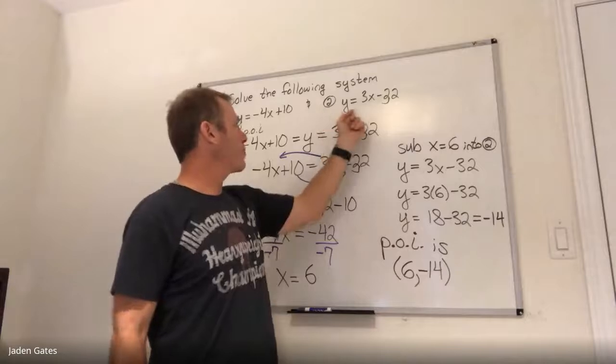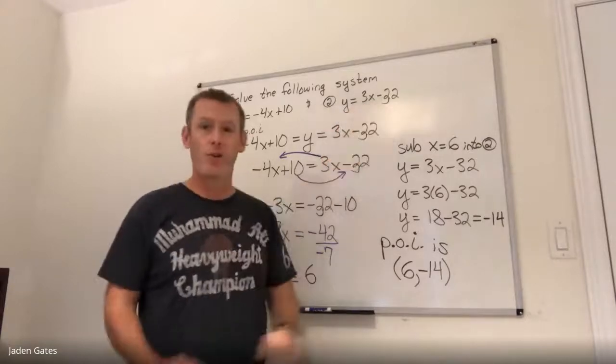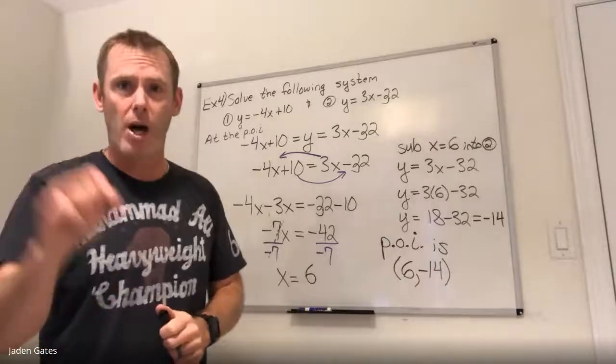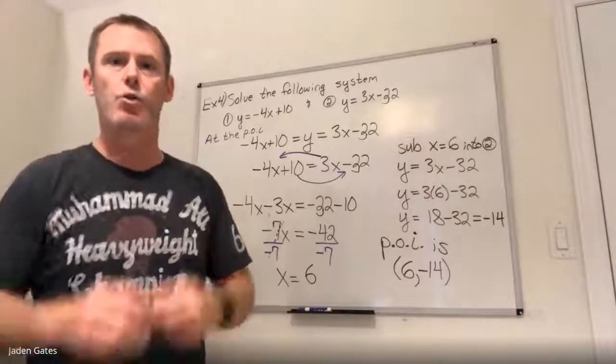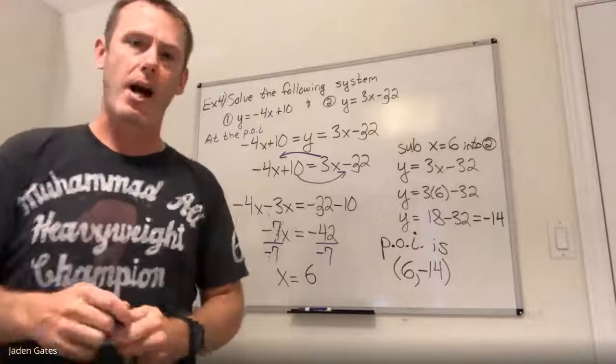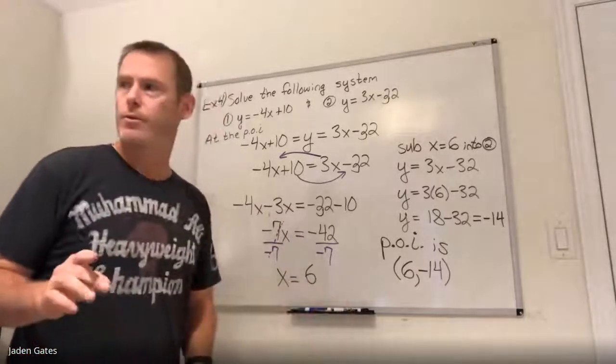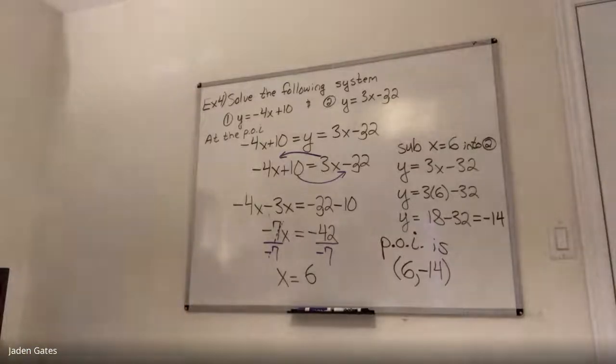Look at equation number 2 here, y equals 3x minus 32. We'd have to go down 32 spots on our graph just to hit the y-intercept and then start graphing. So it'd be too big, and that's why we're doing it algebraically. Any questions about that? I'll check my chat here.